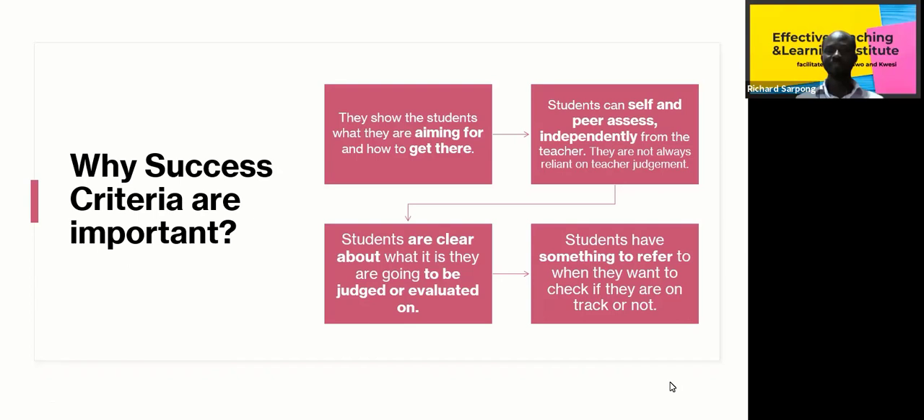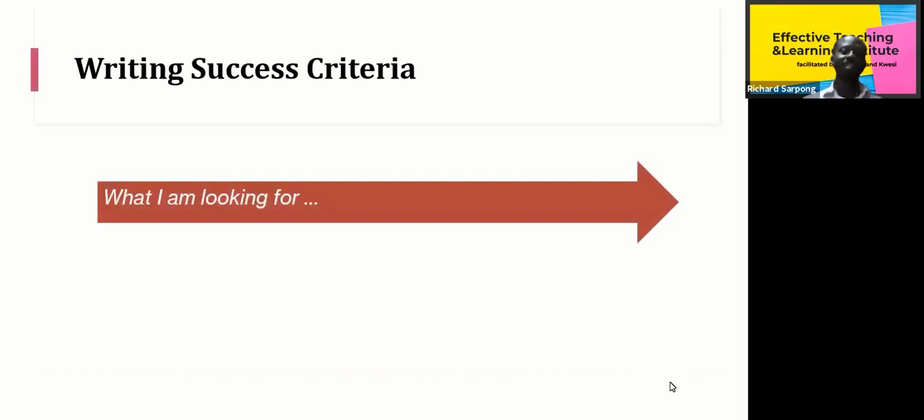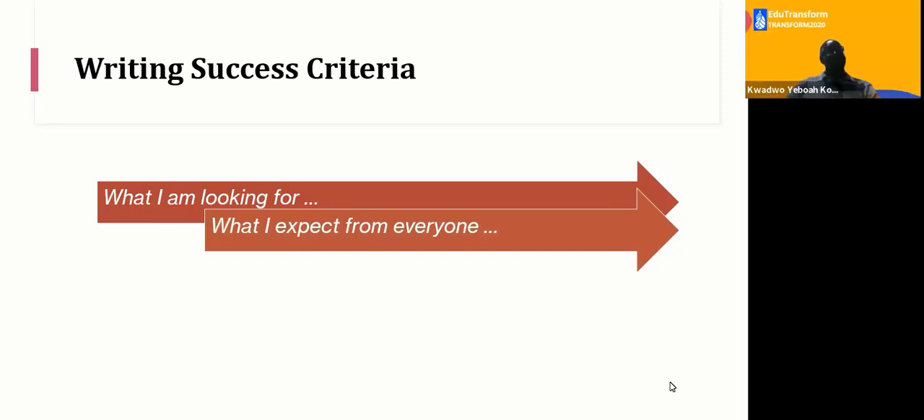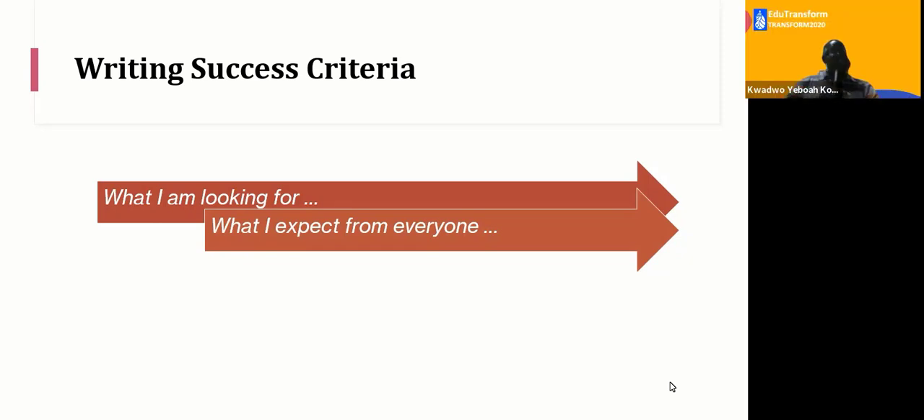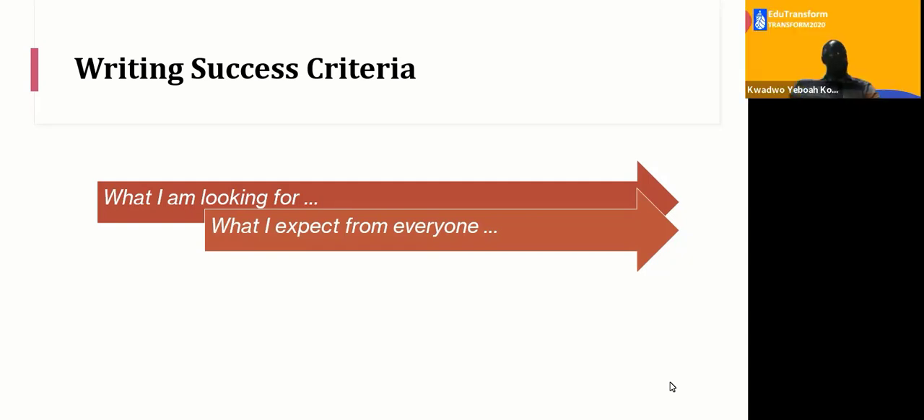Now, how do I write a good success criteria? All right. So again, I'll just give the prompts, but we'll look at more examples in detail. So for example, you can say that what I'm looking for. Okay. So you give the learning intention, and then you say that what I'm looking for. So if you've given the objective, at the end of the objective, you add what you are looking for that objective to be met.